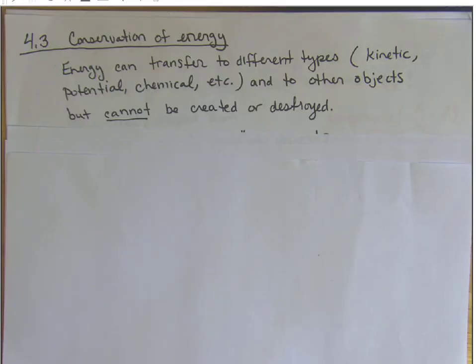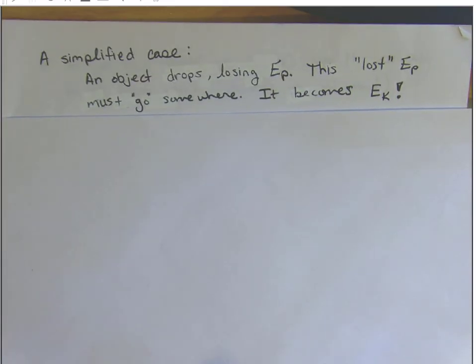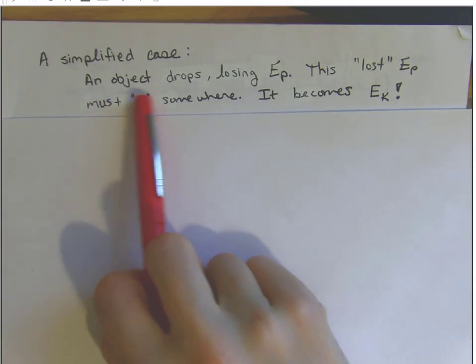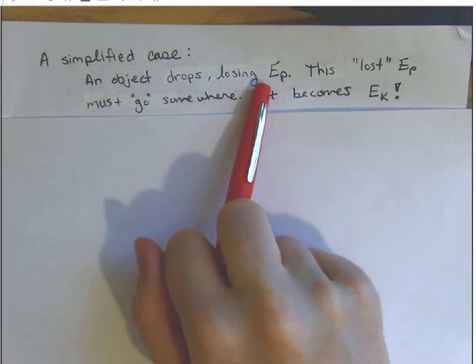Now, this section in your book went into a lot of detail, and unfortunately, I think that too much detail might be confusing with this. And if we're not going to really dig into all the details, let's just give you one example and how we can use this. And let's just look at it for a simplified case where we're only going to be considering kinetic energies and gravitational potential energies for a single object. So for our simplified case, let's just imagine an object is going to drop. And as it loses height, it's going to lose gravitational potential energy.